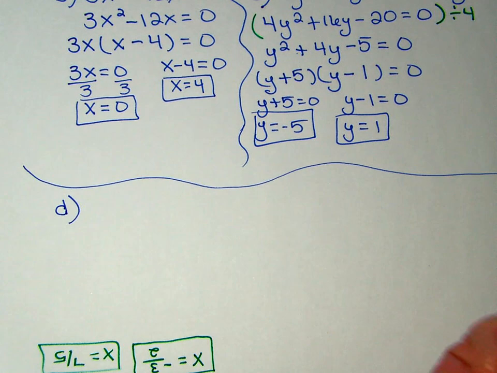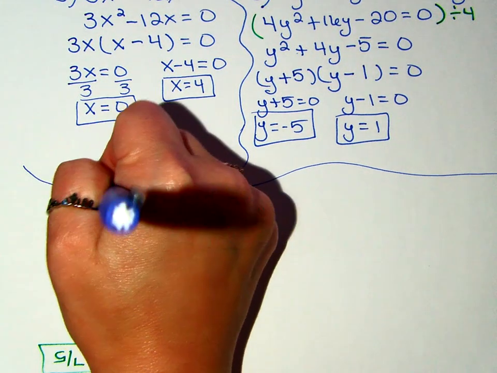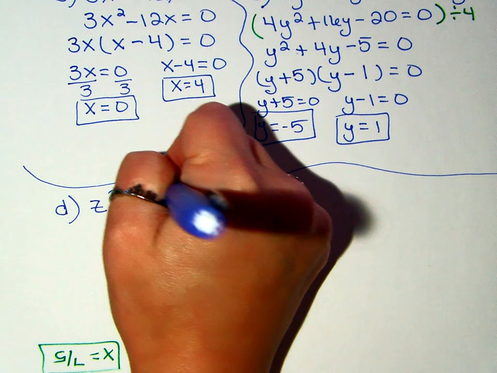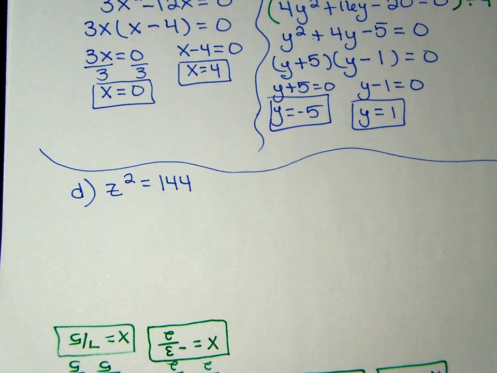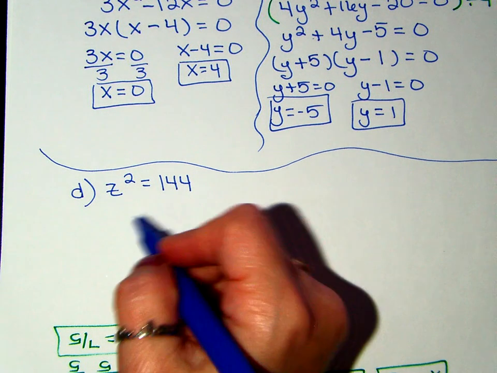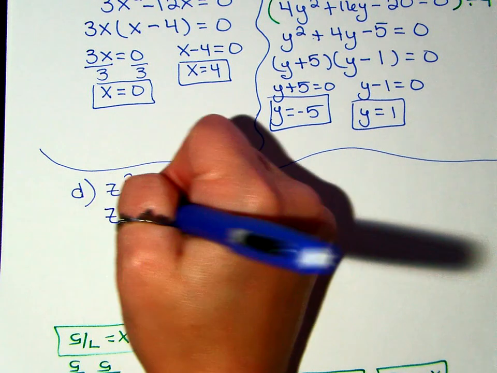This one we have z squared equals 144. So we have a squared term. We have a z squared. And this time we have our constant. We don't have just a single z term. We're missing that middle term, and that's okay. Your steps are always the same, regardless of which way your quadratic is going to go. The first step is going to be to get everything to the left-hand side, so I'm going to subtract that 144 over.